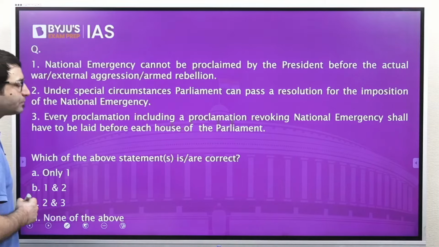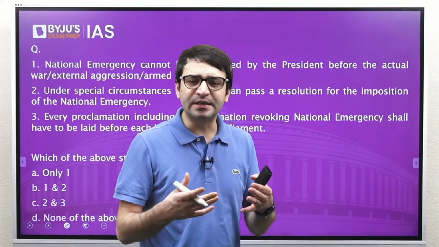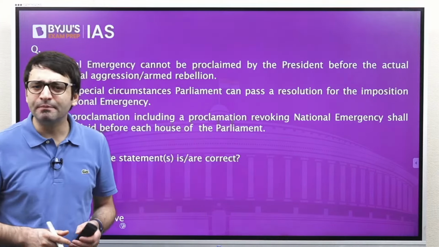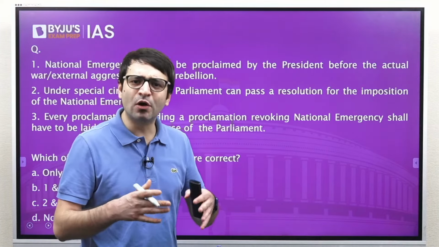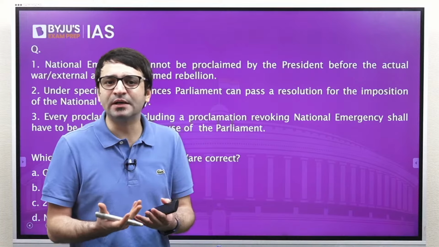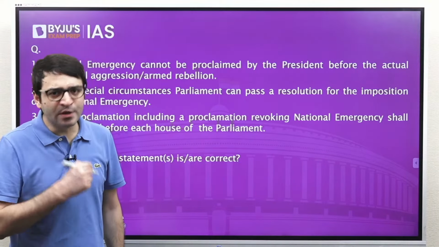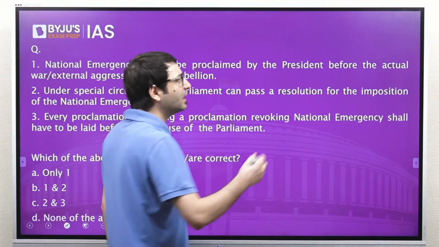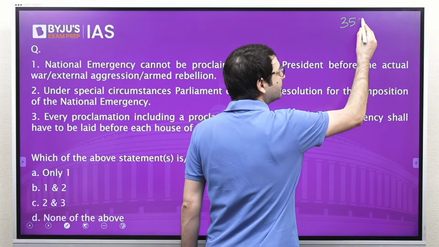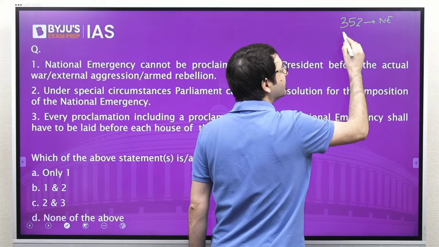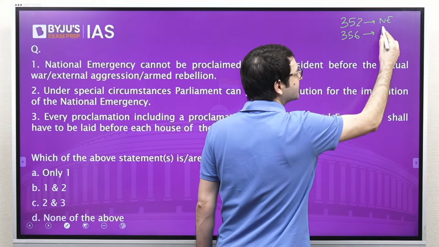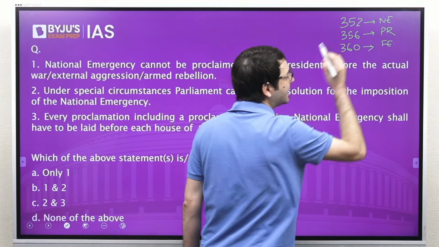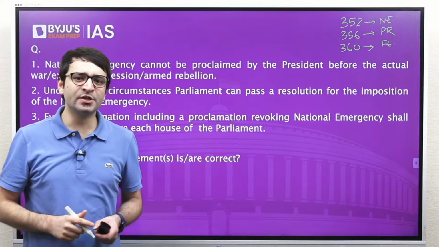Let's look at another question. National emergency. And we are discussing this because there is emergency imposed in Sri Lanka. So if there is emergency imposed in Sri Lanka, there can be a question asked by the UPSC on some of the emergency provisions that we have under the Indian Constitution. And which are these emergency provisions? We have some difficult questions on emergency. One is Article 352, which deals with national emergency. Then we have Article 356, which deals with President's rule. Then we have Article 360, which deals with financial emergency. What is this national emergency?